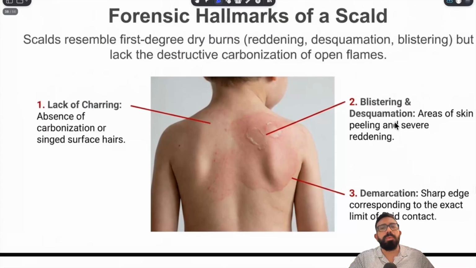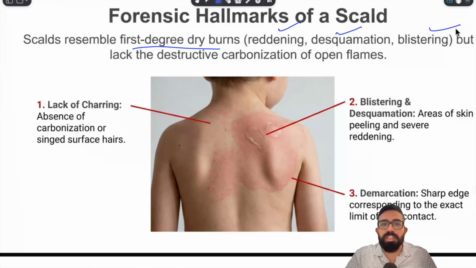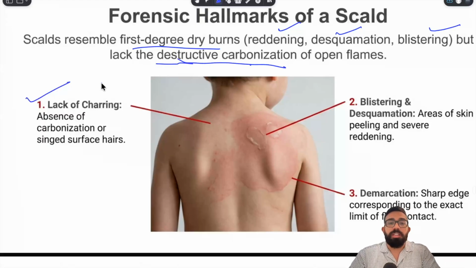Now, what are some hallmarks of scalds? Scalds represent first degree burns and they are accompanied by reddening, desquamation, blistering, and they lack the destructive carbonization which we see in open flames. There is a lack of charring. Remember, in scalds there is no charring. Even in dry burns, charring takes place only when high heat is there. There is going to be blistering and desquamation. Over here you can see blistering and desquamation.